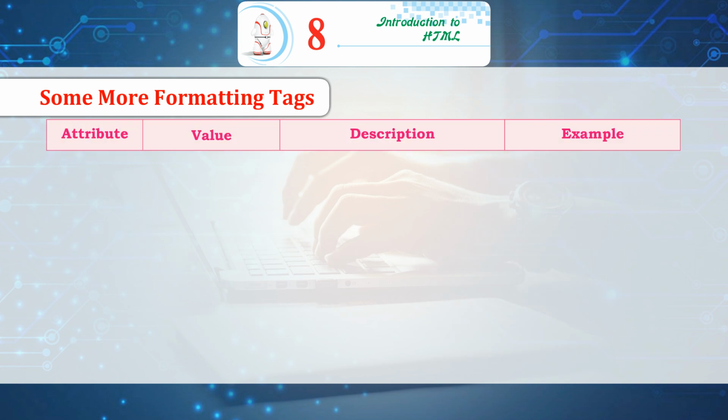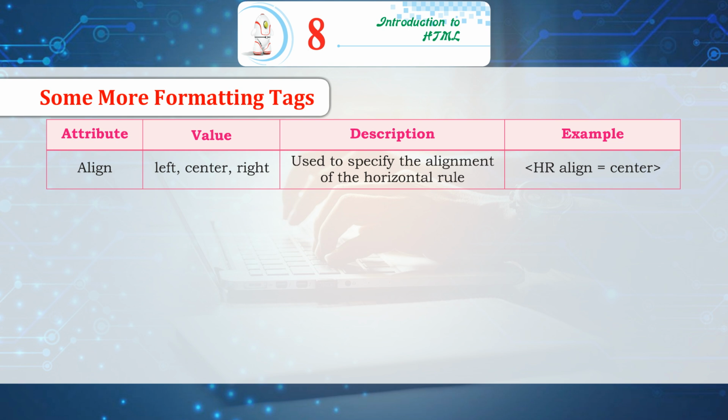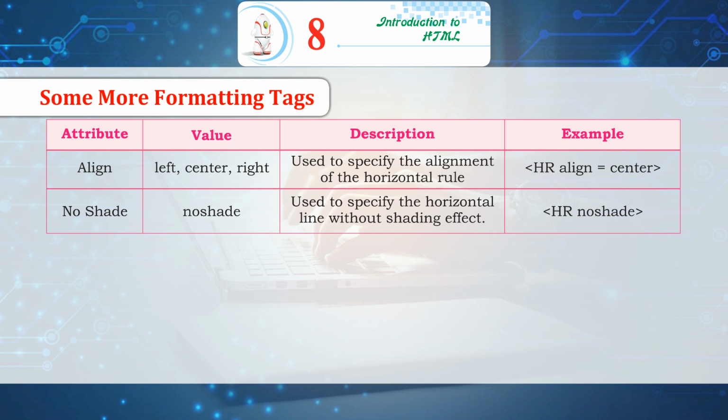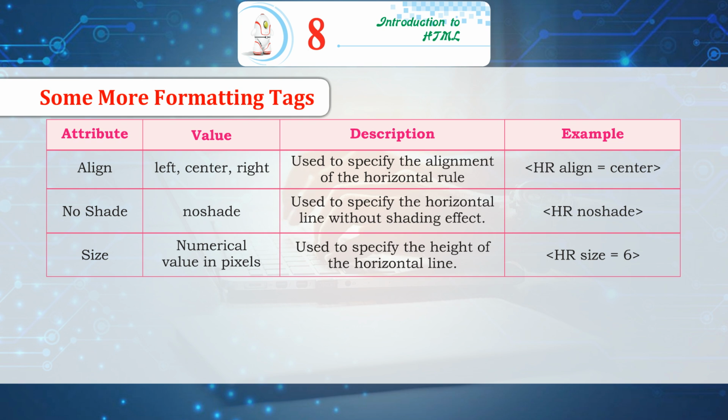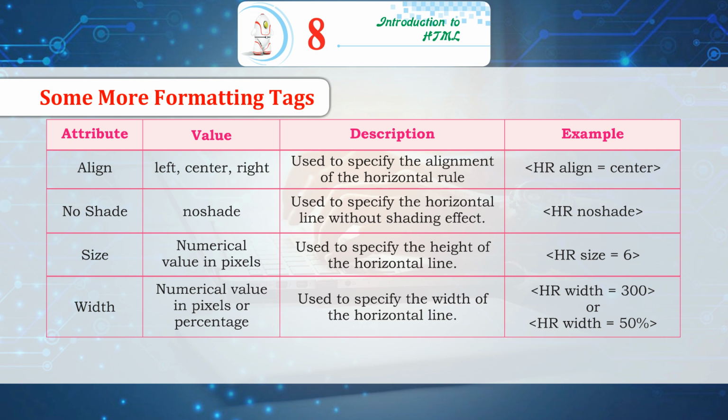Attribute, value, description, example. Align: left, center, right, used to specify the alignment of the horizontal rule. HR tag align equals center. Noshade: used to specify the horizontal line without shading effect. HR tag noshade. Size: numerical value in pixels, used to specify the height of the horizontal line. HR tag size equals 6. Width: numerical value in pixels or percentage, used to specify the width of the horizontal line.